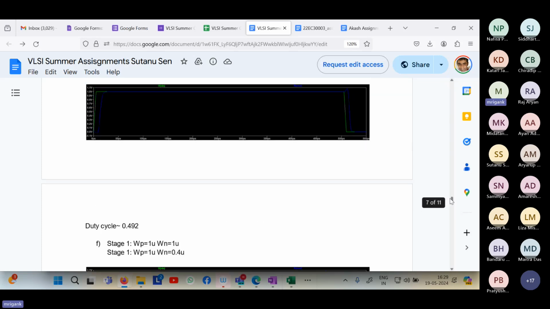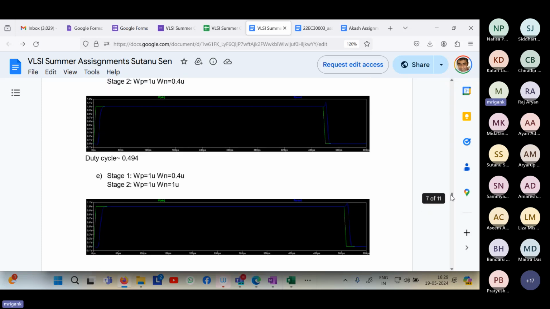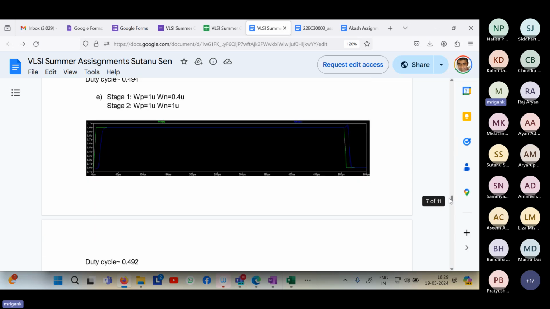So the worst case scenario will be when in the first inverter PMOS is strong, NMOS is weak. Second inverter, it is just the reverse. Because if that happens, then the first device will have a good rise time. It will charge fast. And the second one, again, you basically have a strong NMOS, it will discharge fast. So that will basically lead to reduction in the duty cycle.